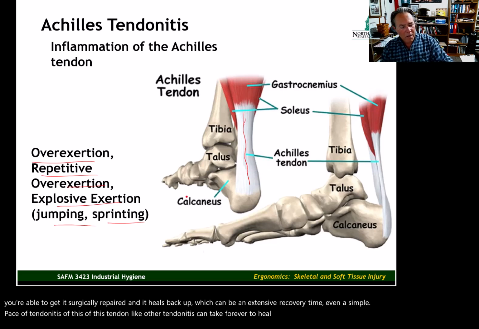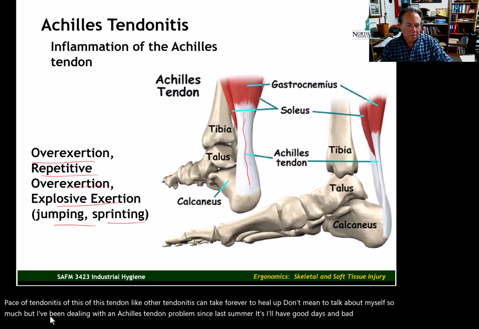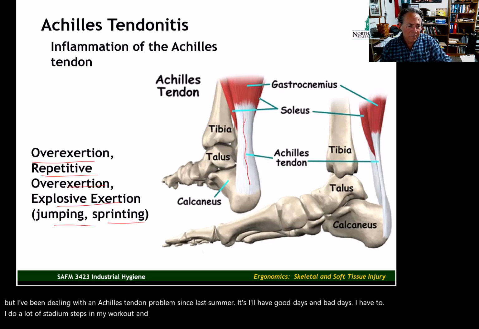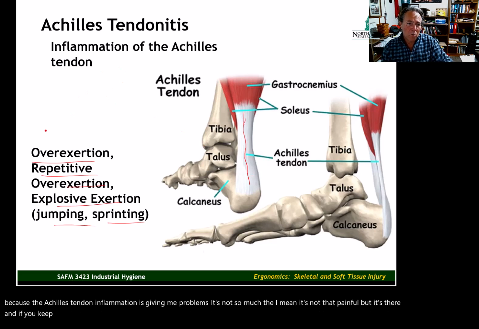Again, I don't mean to talk about myself so much, but I've been dealing with an Achilles tendon problem since last summer. I'll have good days and bad days. I do a lot of stadium steps in my workout, and there are some stadium step workouts that I have to skip because the Achilles tendon inflammation is giving me problems. It's not that painful, but you know it's there, and you know if you keep going, then you run the risk of rupturing that Achilles tendon.